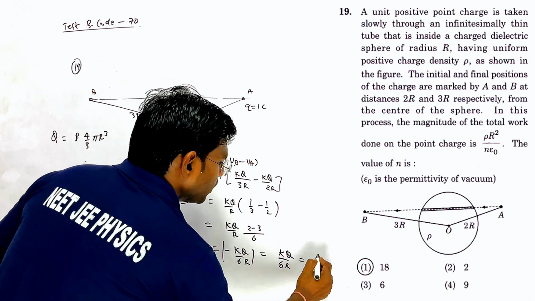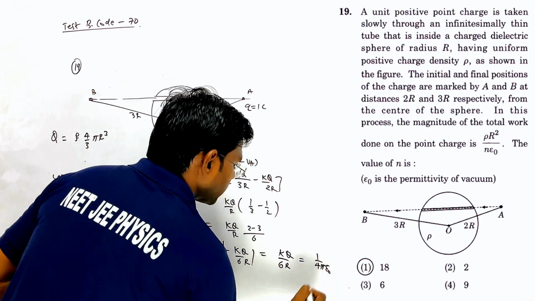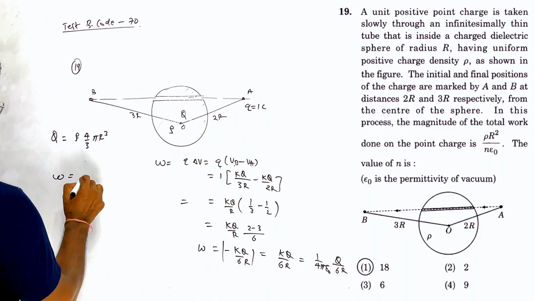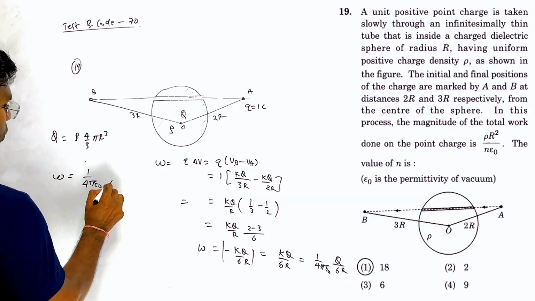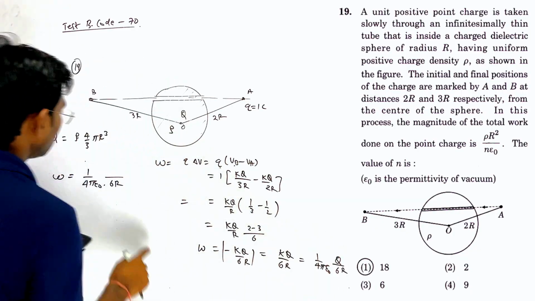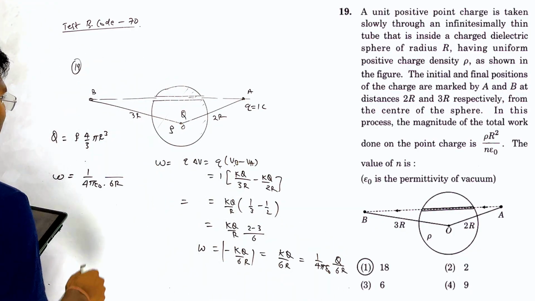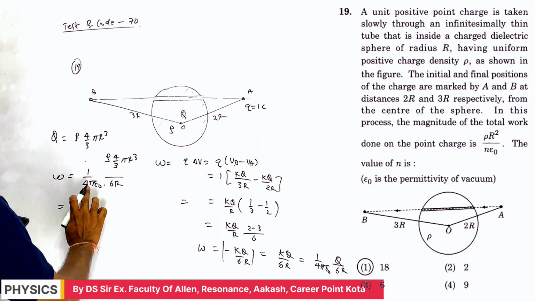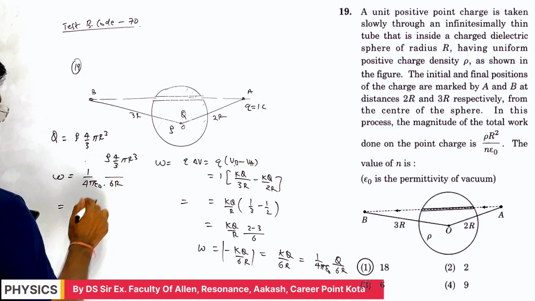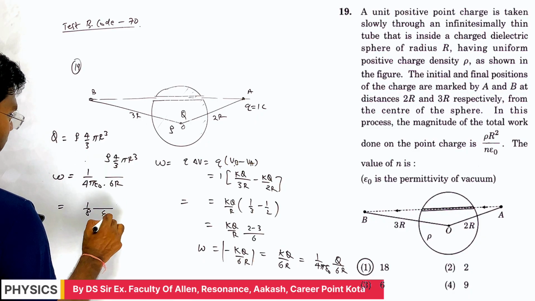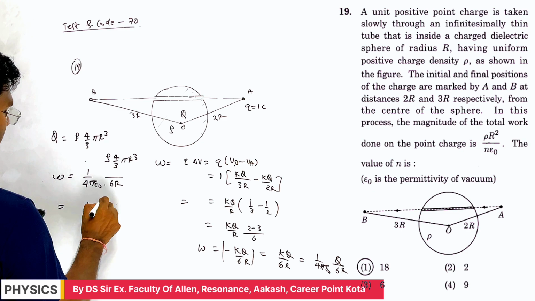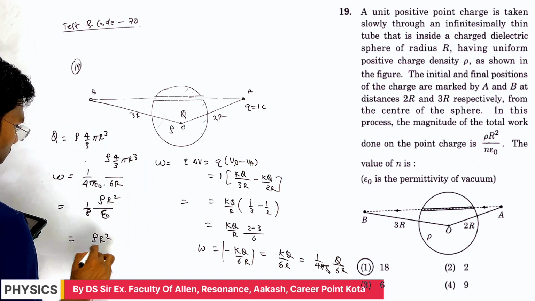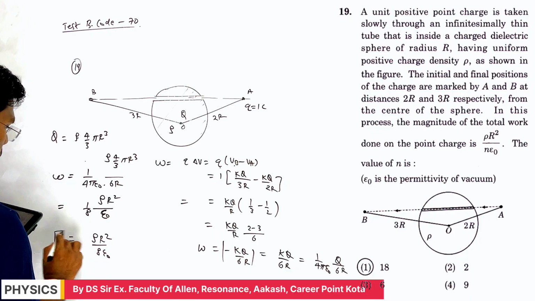What is the value of k? 1 upon 4 pi epsilon naught, right? And this is Q upon 6R. So 1 upon 4 pi epsilon naught into 6R. And what is Q? Q is the total charge over this sphere, which is equal to rho into 4/3 pi r cube, right? If you simplify, 4 pi will cancel out, and 6 3s are 18, 1 upon 18 epsilon naught over here, and this is rho, r and r cube, so r square. So rho r square upon 18 epsilon naught is equal to the total work, right?